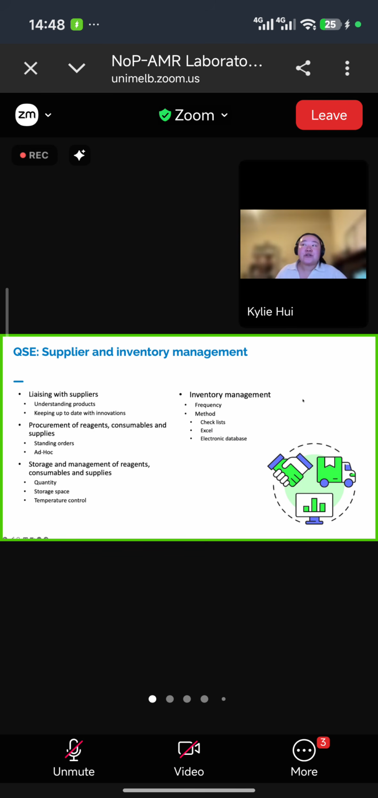Inventory management, so how you do this, how frequently you want to check your inventory, and what methods the laboratory is using. So things like checklists, so paper checklists people might do once a month, or an Excel spreadsheet, if that's easier for people, or an electronic database. So I know some labs in Cambodia use electronic databases, which is quite good for inventory. But if that's not available, then you can easily use something like a normal paper-based checklist.